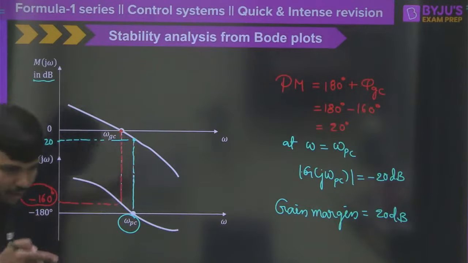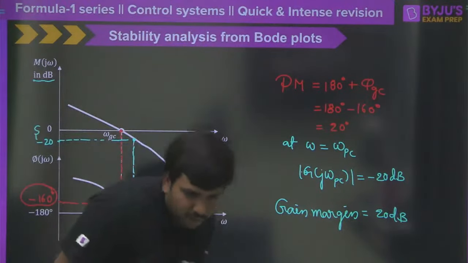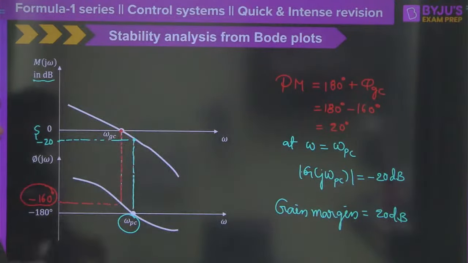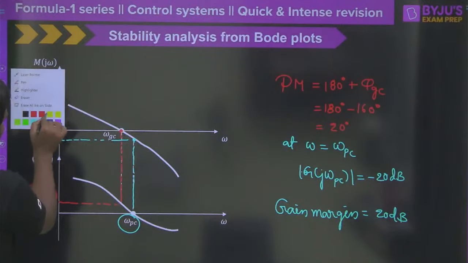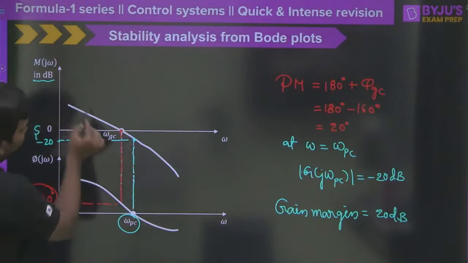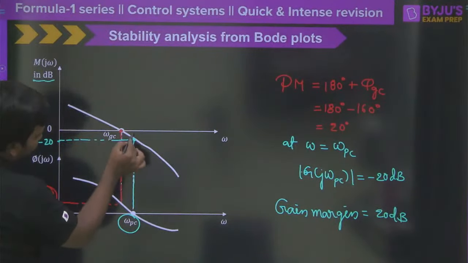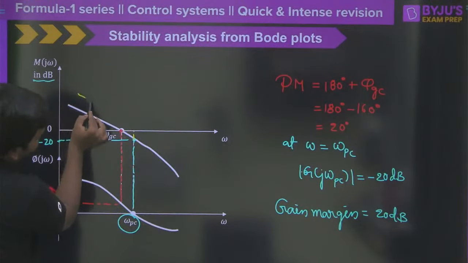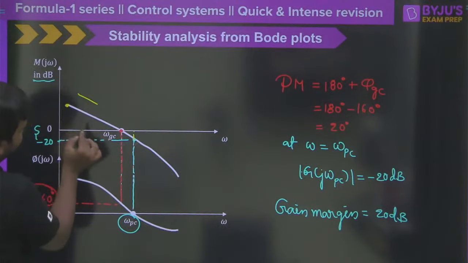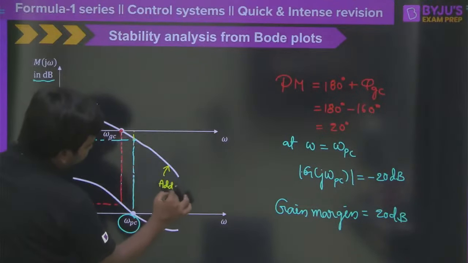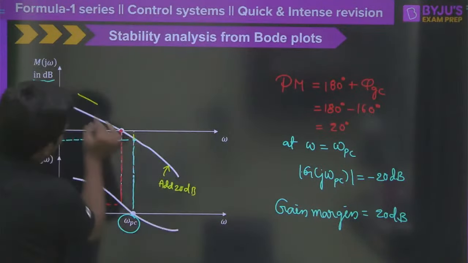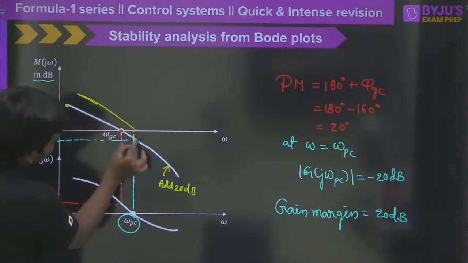Now he is asking a question: sir, can you make it understandable this way? So do one thing in the same graph. If you take omega PC, omega GC, and increase the gain, add 20 dB to this plot. If you add 20 dB, what is going to happen here? Then obviously this graph will cut like this, correct?